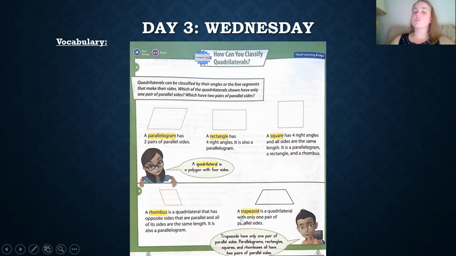And then finally, a trapezoid is a quadrilateral with only one pair of parallel sides. So for a trapezoid, the top and the bottom line are the parallel lines. If you kept drawing the lines here, the top line and the bottom line would never intersect. But if I kept going with the left line and the right line, eventually they would cross. And so that's why there's only one set of parallel sides on a trapezoid.